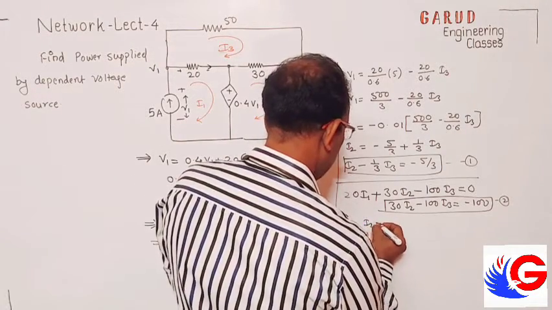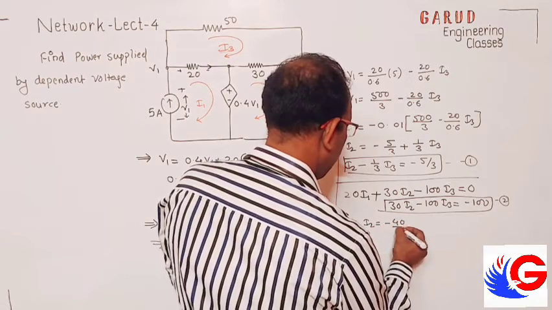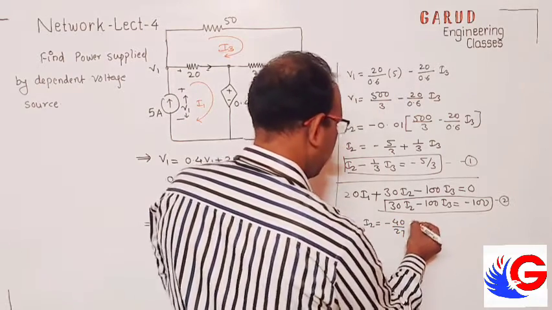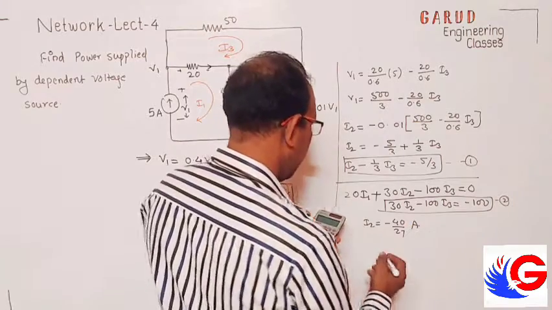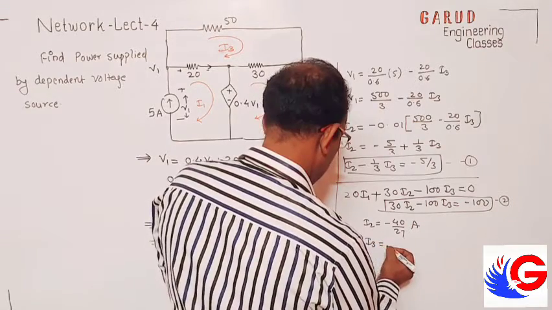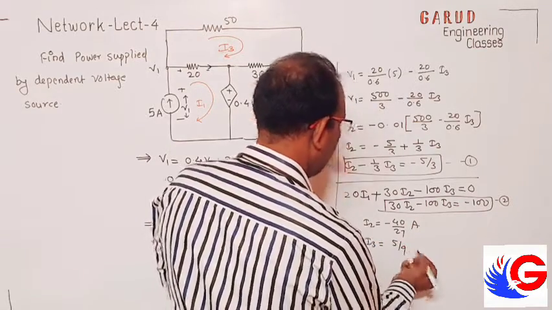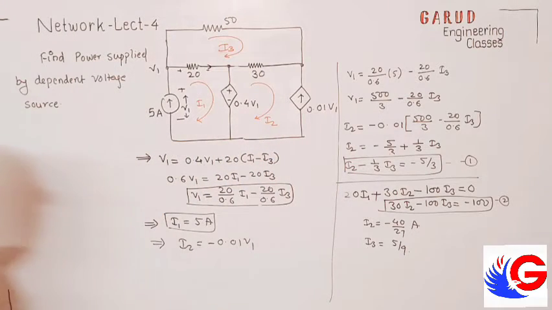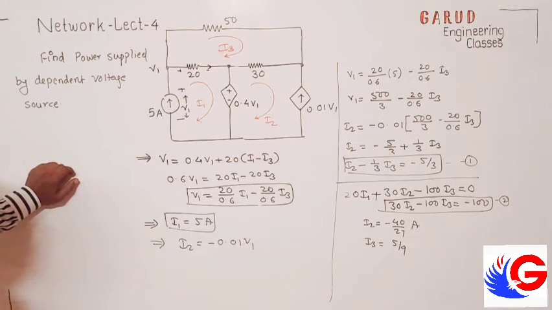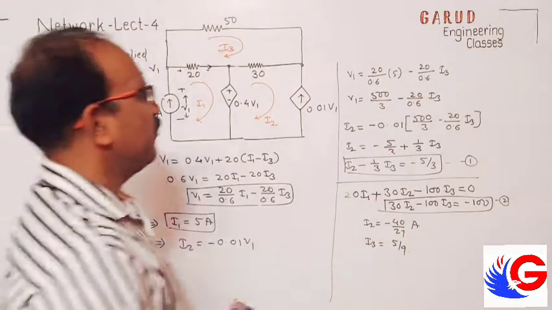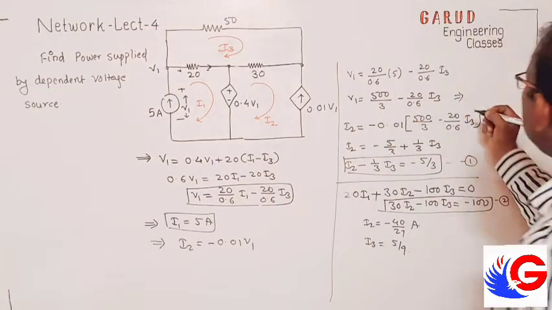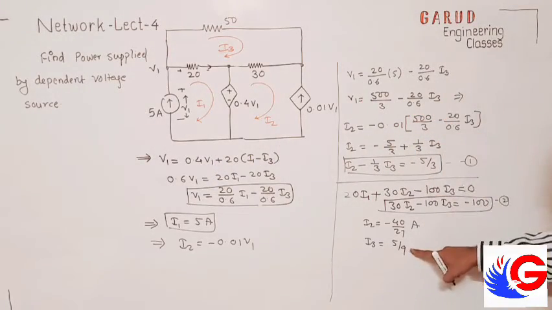I2 equals minus 40 by 27 and I3 equals 5 by 9. What is asked? They want the value of V1. Okay, so here we can substitute the value of I3, 5 by 9.